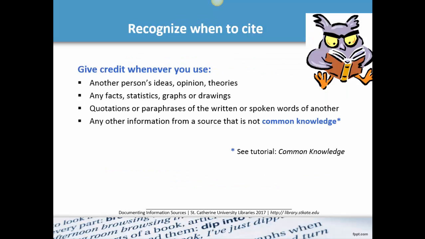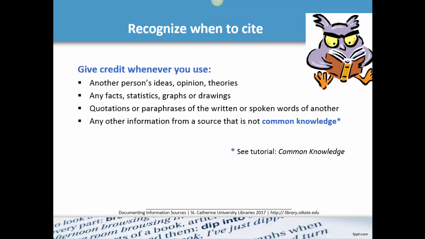The best way to avoid unintentional plagiarism is to recognize when to cite sources in the papers you write. Remember that you must give credit in the text whenever you paraphrase or quote any of these in your writing: the ideas, opinions, or theories of another author; facts, statistics, graphs, drawings, and so on from information sources; quotations or paraphrases of the written or spoken words of another; and any other information from one of your sources that cannot be considered common knowledge.